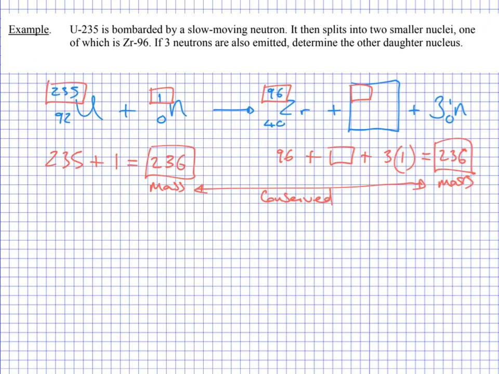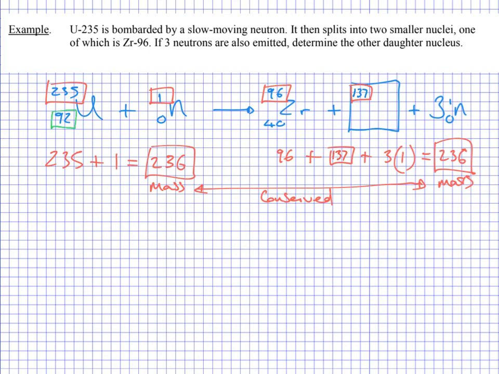Okay, so what can we do? Oh, right, yeah, we're going to go 96 plus 3, well, that's 99, and then 236 minus 99 is going to give us 137. So this guy in here must be 137. So whatever it is, it must have 137 protons and neutrons. In other words, an atomic mass unit of 137. Okay, let's figure out what it actually is.